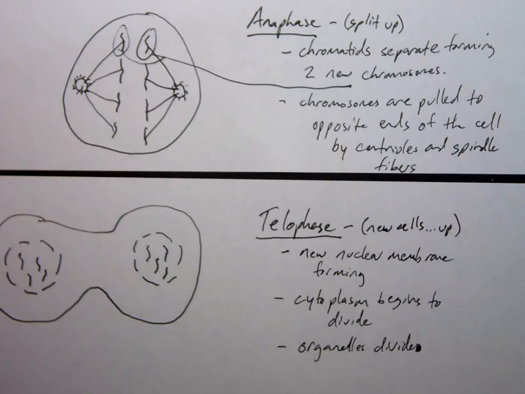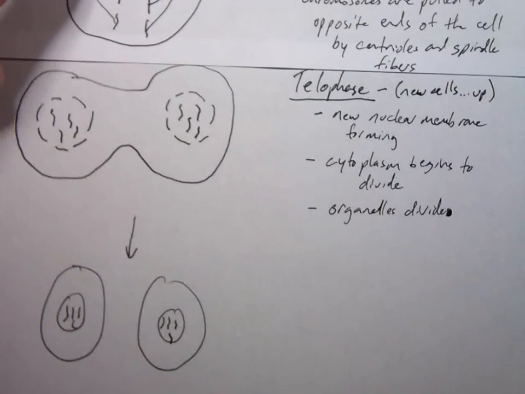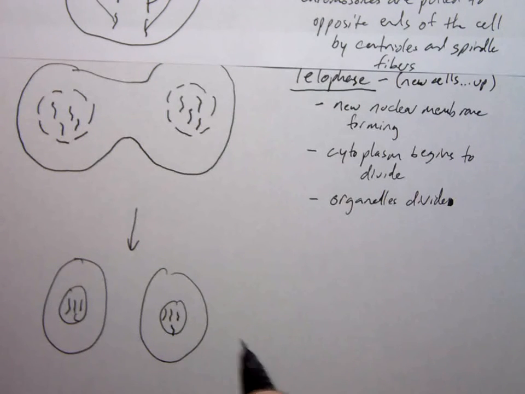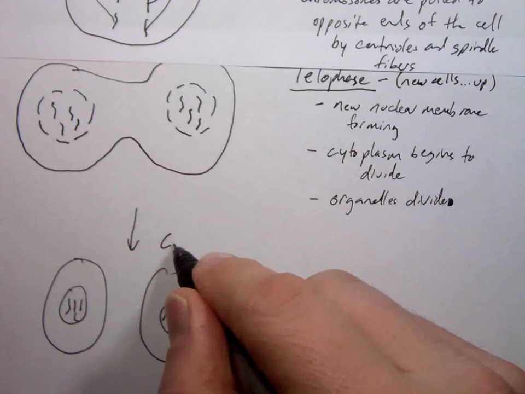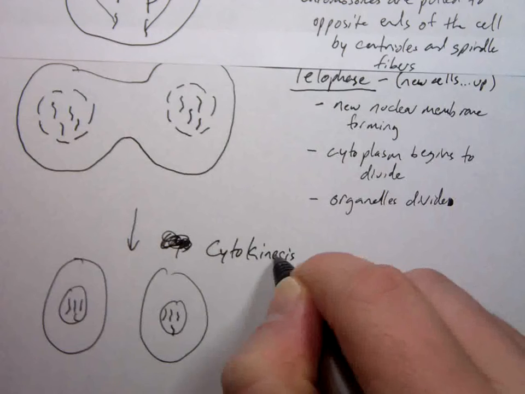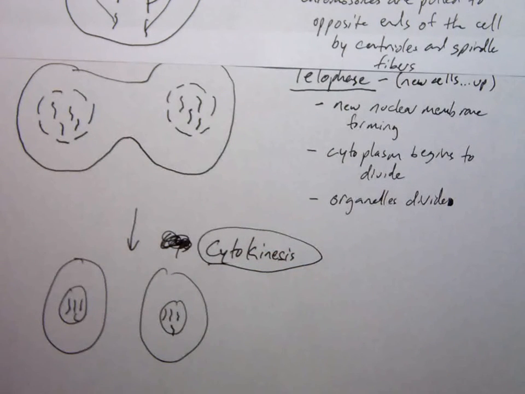And then to go from here to where they're both completely separate from one another. You guys remember what the name of this word is? You may or may not have seen it. Yeah, that's it. Cytokinesis. Cytokinesis is the process where the cells split apart. So that's the gist of it.